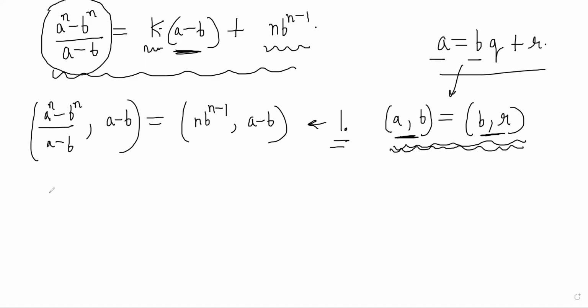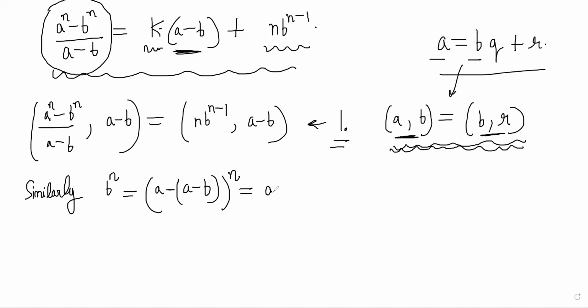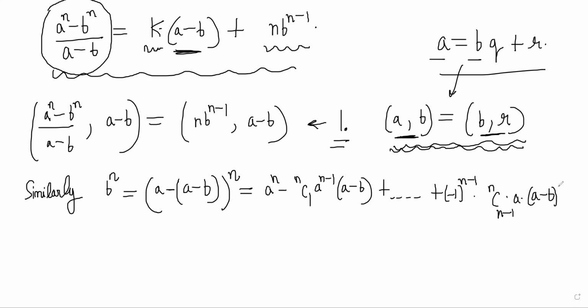Now, in the similar fashion, what you can do is you can try to find b^n and write b^n as (a - (a - b))^n, okay? You write it like this, expand the binomial, so you get a^n - nC1 a^(n-1) into (a - b) plus and so on, and you get plus minus (-1)^(n-1) nC(n-1) a times (a - b)^(n-1) plus minus (-1)^n (a - b)^n.